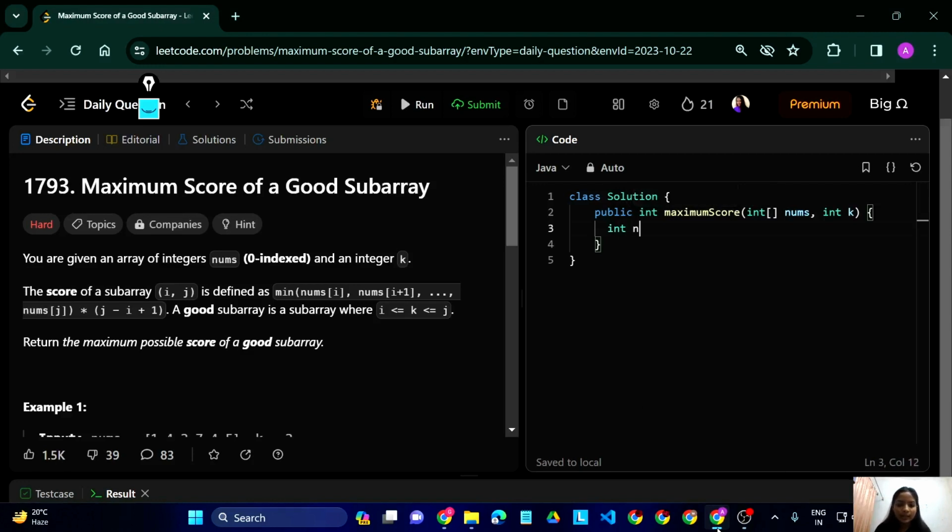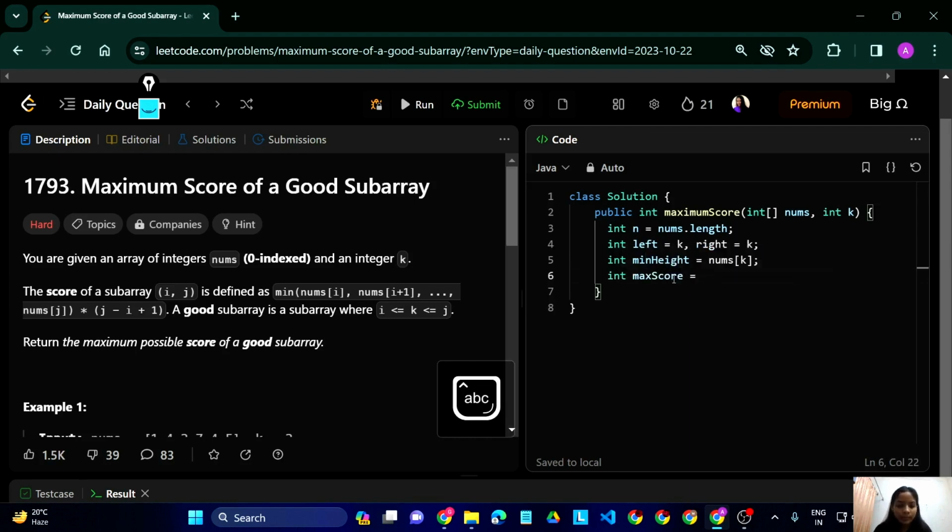First of all, let's initialize the length of the array as n, which is nums dot length. Now let's initialize our two pointers or variables, left and right, both equal to k. Now let's initialize our minimum height. When left and right both are equal to k, our minimum height will be nothing but nums of k only, because there will be no two different values to be compared. Now let's initialize our max score, which will be equal to min height only.